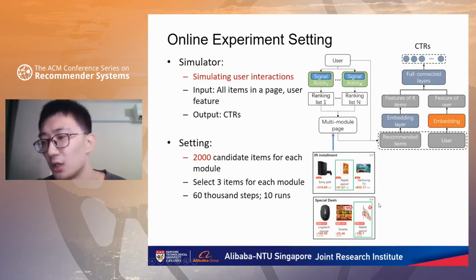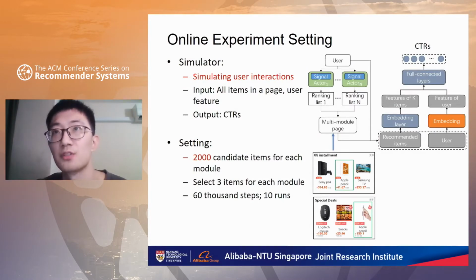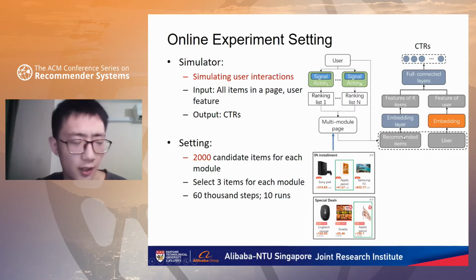Our simulator uses the whole page as input to simulate the interaction between each module, which means that if the recommended items of the first module change, then the recommended items of the second module are affected by this change. So we use the whole page as an input to our simulator to model this interaction, and we also use the user feature as an input to get more accurate results. And our simulator will output the CTRs of items, so we can use these CTRs to evaluate our algorithm.